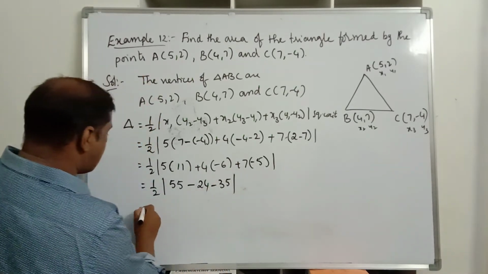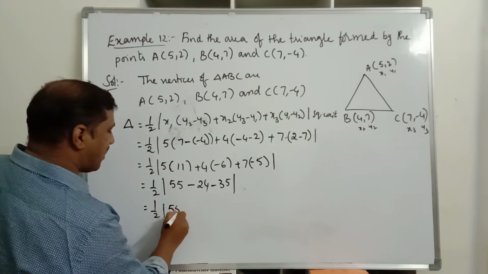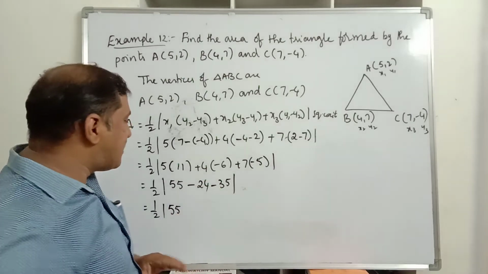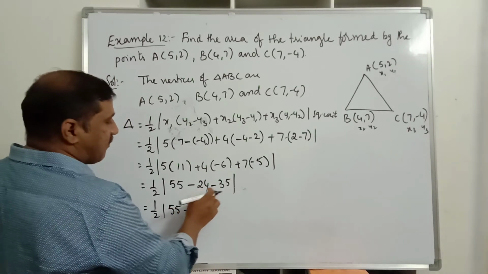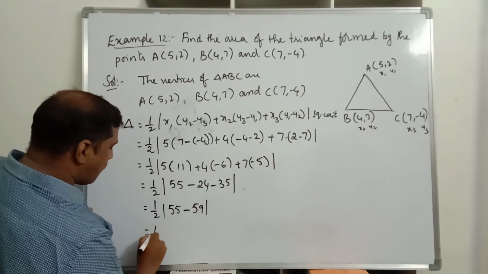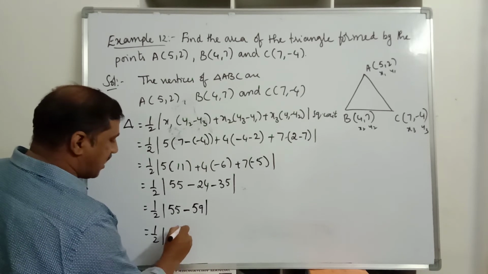Now simplify this. We have a positive value 55, and minus 24 and minus 35, both negative integers. Add them and take the common sign. 24 plus 35 it is 59. Now what we get is half into modulus of 55 minus 59, which is -4.